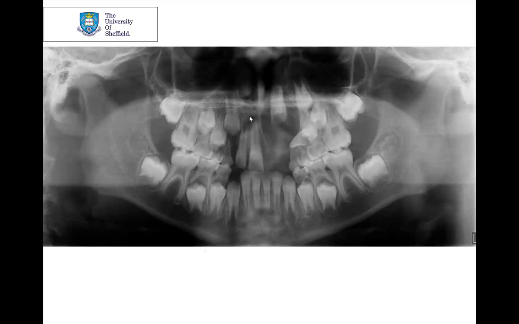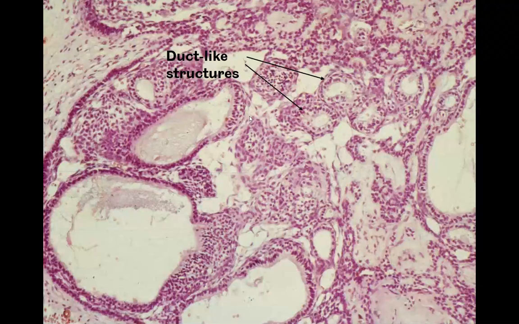But it's not only maxillary canines. Here's a nice example of an adenomatoid odontogenic tumour on an upper central incisor. You can see the radiolucency again, pericoronal, looks very much like a dentigerous cyst. So what about the histology? Well, it does what it says on the tin.